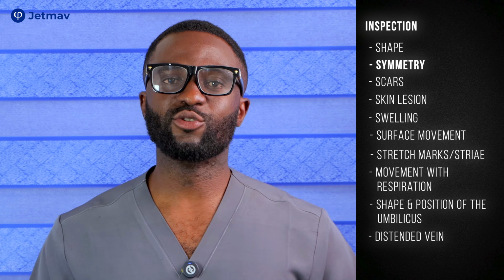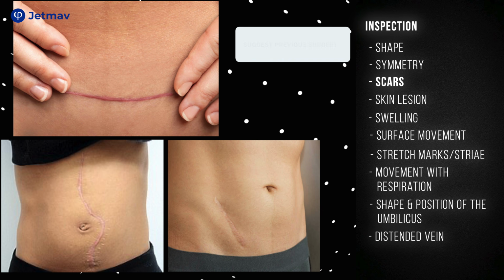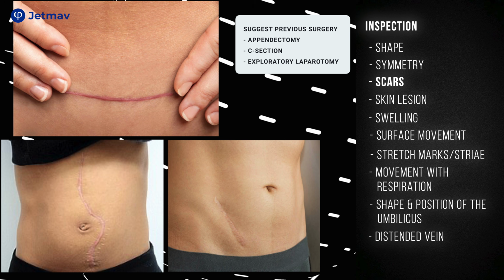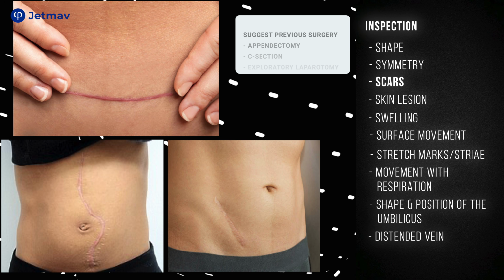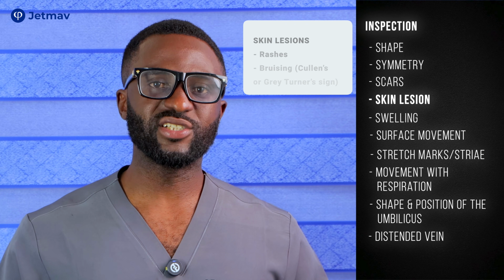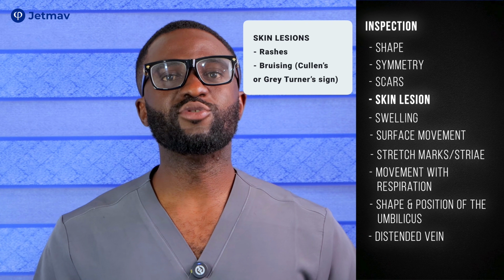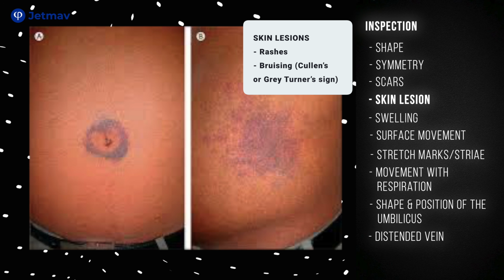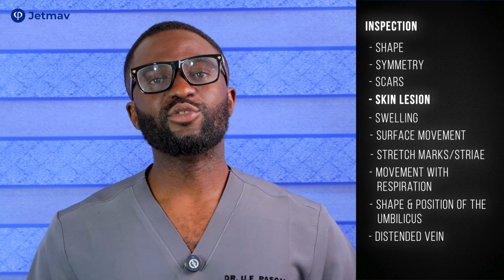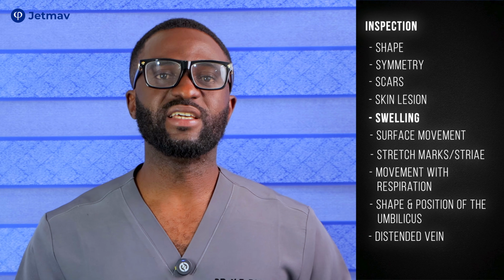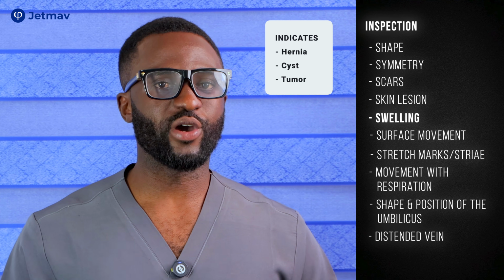Then you go ahead to look out for scars, which might suggest a previous surgery, be it from appendectomy, cesarean section, or exploratory laparotomy. Then you also look at the skin, if there are any lesions such as rashes or bruising. This bruising can come from trauma, as seen in Cullen's or Grey Turner signs. Then you also look out for any swelling or mass, which may indicate a hernia, a cyst, or a tumor.